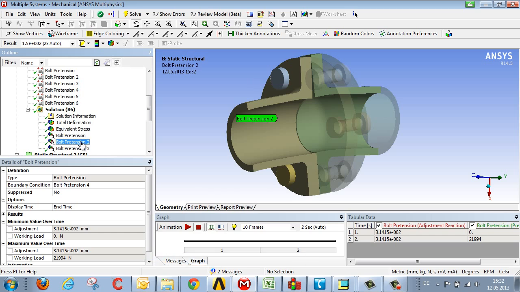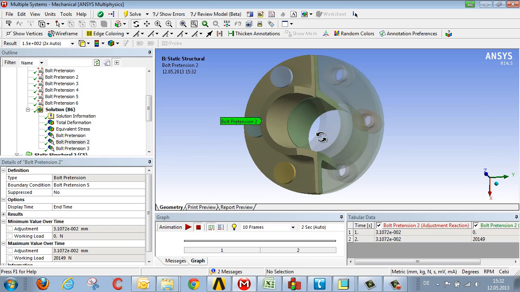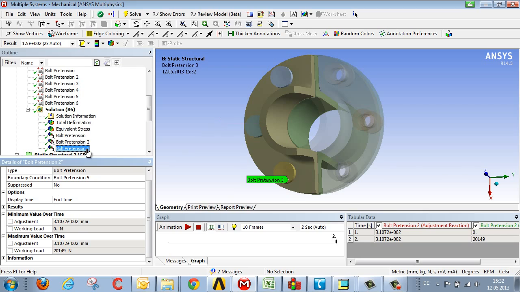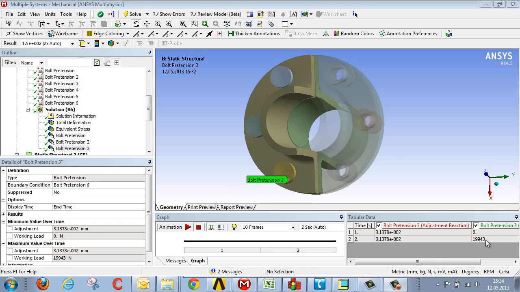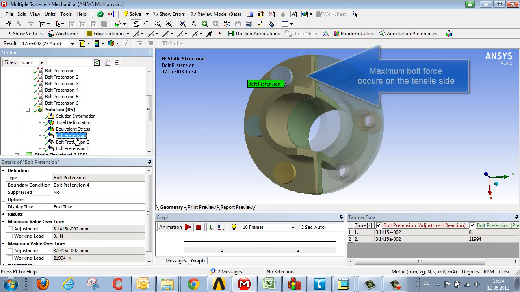With respect to the bolt in the neutral phase of flexion, 20 kN turns into 20.15 kN, so it's just a slight increase. On the compression side, a 20 kN pretension turns into a 19.9 kN bolt force. So when it comes to evaluating the strength of the bolt at maximum tension, the relevant value here on the tensile side would be 22 kN.